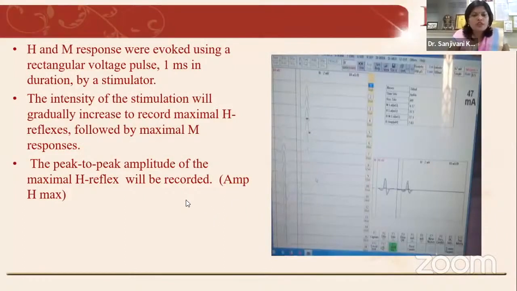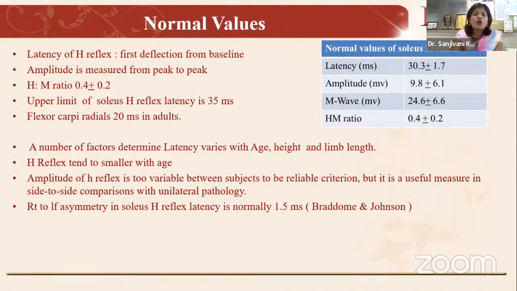Here, as I already explained, the peak to peak amplitude of the maximal H reflex will be recorded, meaning whatever you are keeping as a record for the H reflex. Next, what are the normal values, when can we say the H reflex is normal? The latency of the H reflex is the first deflection from your baseline. Amplitude is measured from peak to peak. The HM ratio is the amplitude of the H reflex divided by the amplitude of the M wave, and that will give you the ratio.